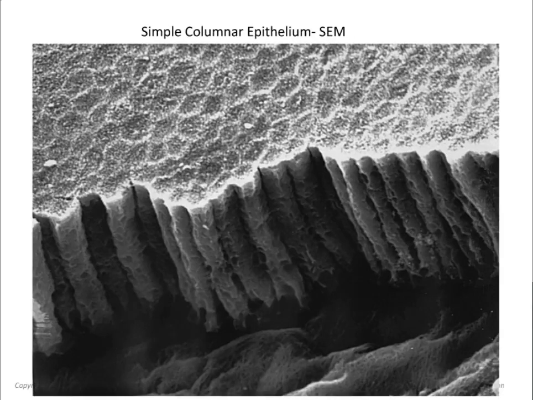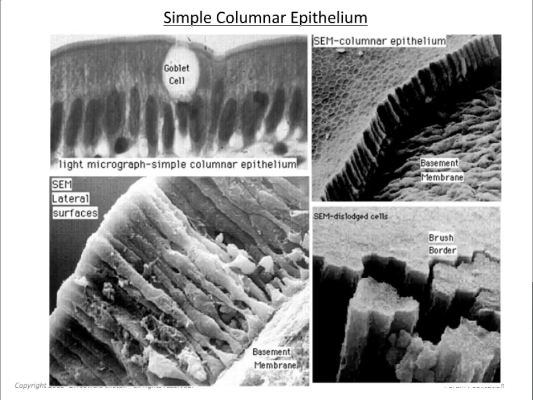Simple columnar epithelium, how do they look? Here why we call them columnar is because they look like this when you see them under the electron micrograph. And here these are the boundaries of a single cell. Now here different views of columnar epithelium have been given, and these are all scanning electron micrographs to confirm our understanding.